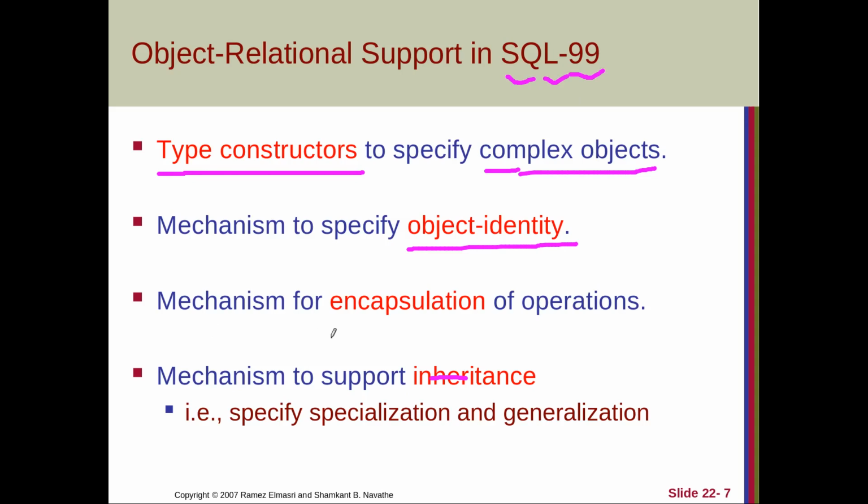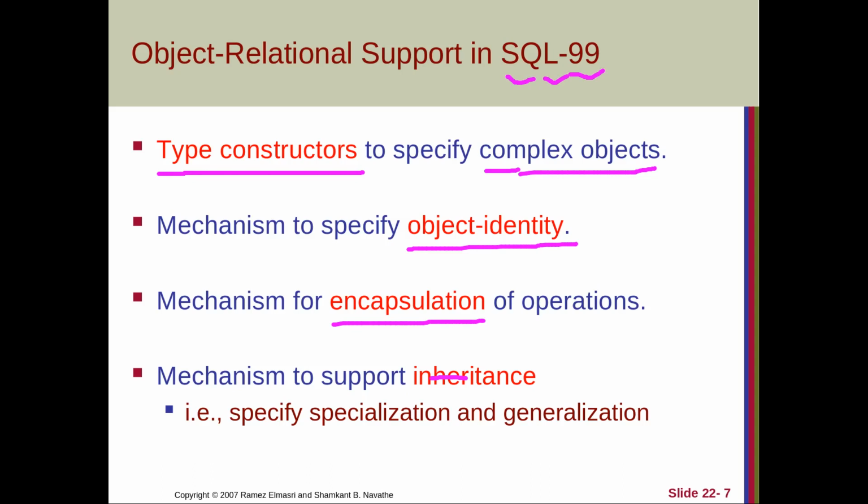Then next one is a mechanism for encapsulation of operations. Encapsulation of operations means grouping all the operations required for a certain object. Grouping all these together is usually in the form of a class in C++ and Java. Similar to a class, we can create some types in the case of SQL 99, where we can group all the operations that are required for a particular database. So encapsulation is another feature added to SQL 99.